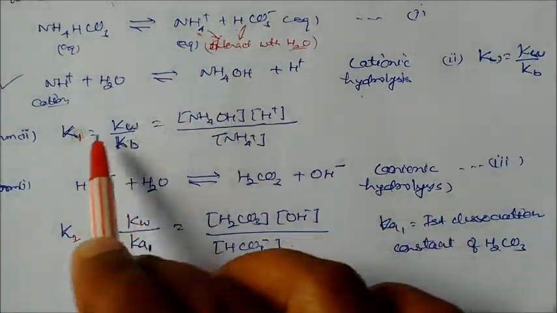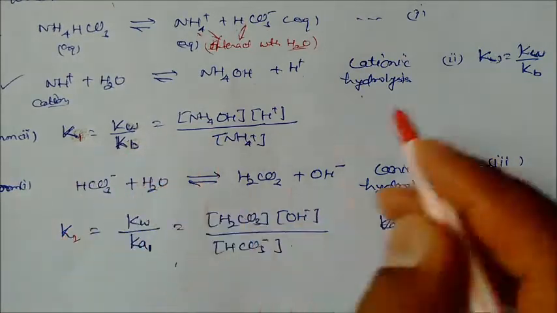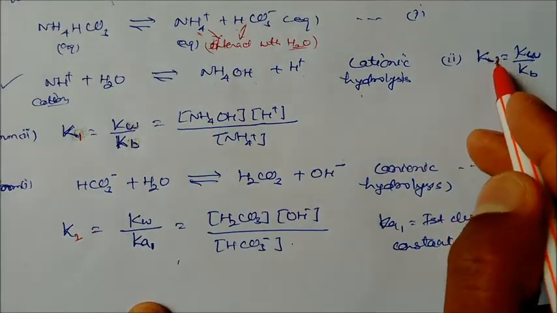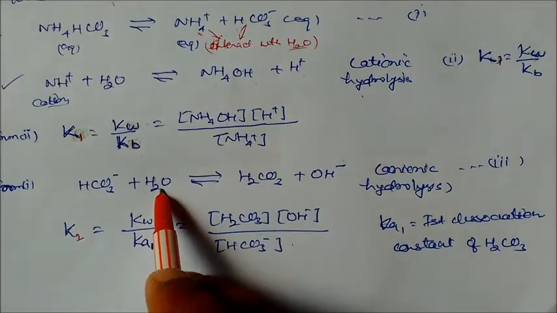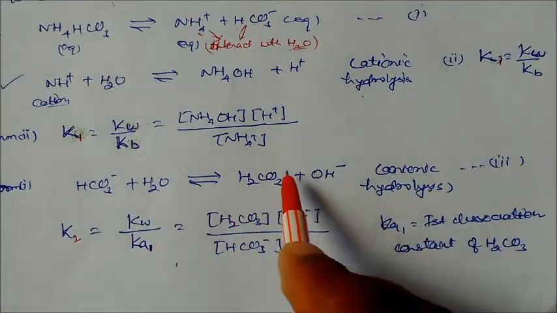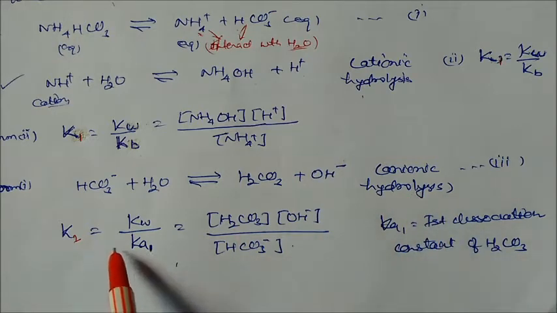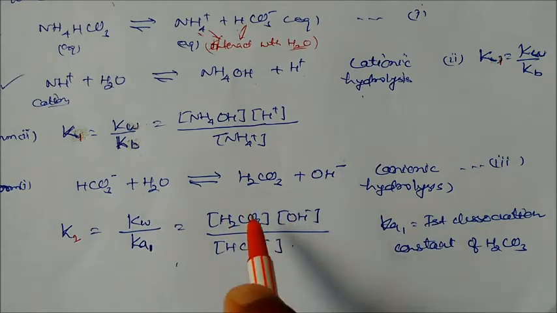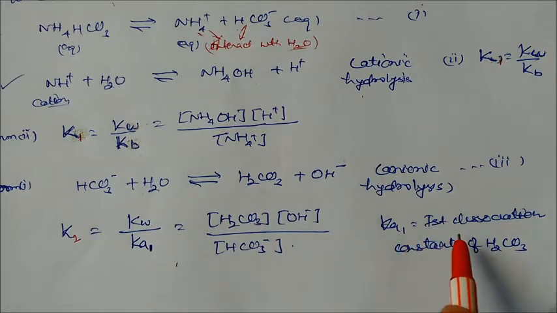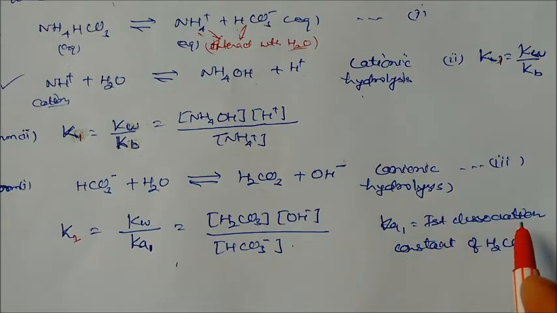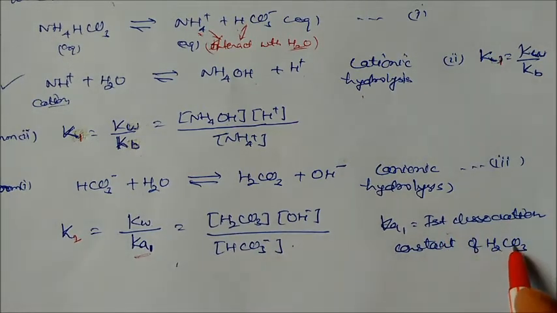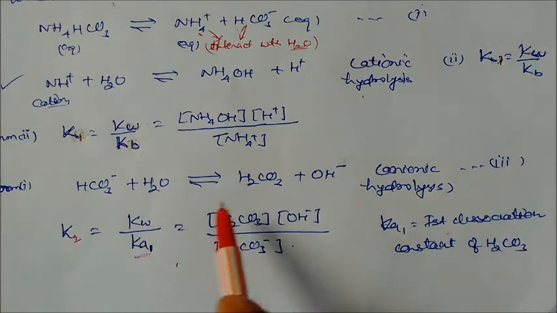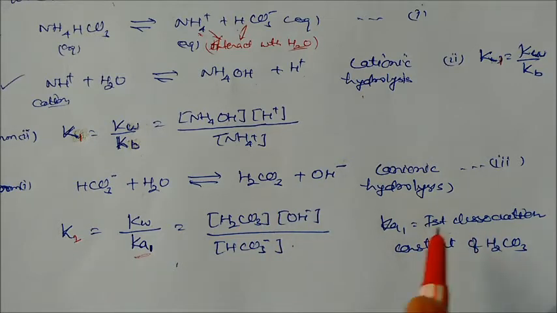Now for this one, suppose this is K1, the first hydrolysis, so K1 equals Kw by Kb. And now bicarbonate also reacts with water, so it will form this equation. This is called anionic hydrolysis. So K2 will be Kw by Ka1, where Ka1 is nothing but the first dissociation constant of H2CO3. So what is the dissociation constant? Let us see that.